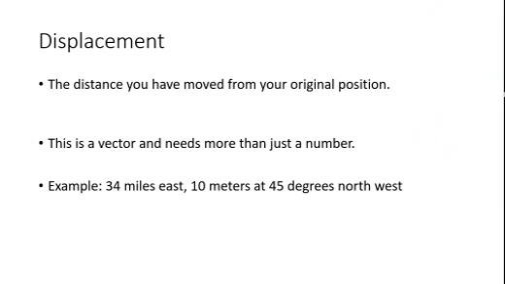Now, displacement is different. Displacement is a vector, and it's the distance you've moved from your original position. So from your position, how far have you moved? Again, this is a vector, so you want a distance and a direction. So 34 miles east, 10 meters at 45 degrees northwest. They're going to give you a distance and a direction, like 16 feet away from the desk. That's what you're going to have.